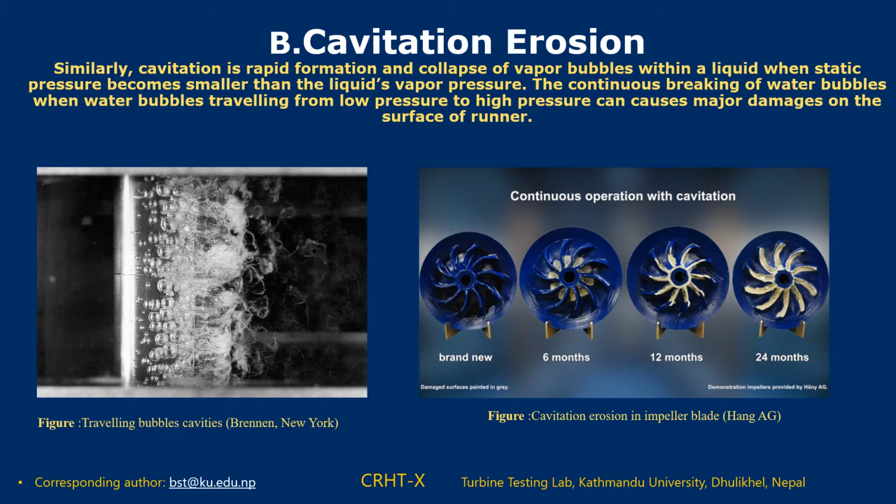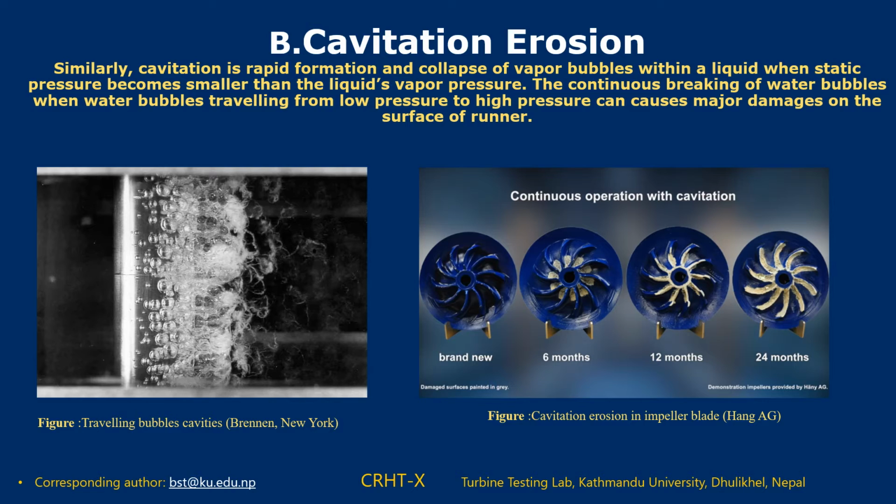Another cause of erosion is cavitation erosion. Cavitation is the rapid formation and collapse of vapor bubbles within a liquid when static pressure becomes smaller than the liquid vapor pressure. There is no problem just associated with the formation of the bubble. But when these bubbles travel from the low pressure region to the high pressure region and strike the surface of the runner or any other component of the turbine, they make those surfaces eroded. And on the right side of the slide, we can see an impeller that shows how cavitation affected it in the long run.